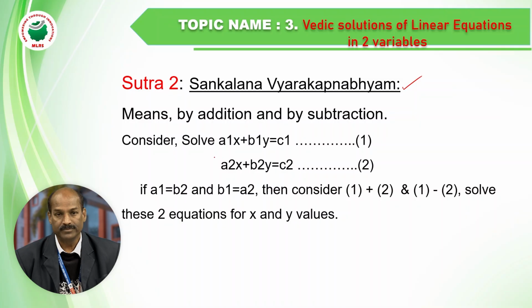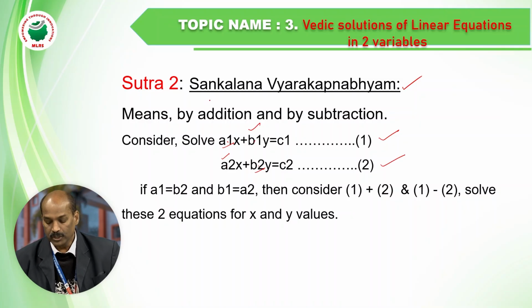Now consider the problem, solve a1x plus b1y equals c1, you call it as equation 1. a2x plus b2y equals c2, you call it as equation 2. Here the condition is this A1 must be equivalent to B2. Similarly, this B1 must be equivalent to A2. So if these two coefficients are equal, and if these two coefficients are equal, then only we can apply this sutra number 2.